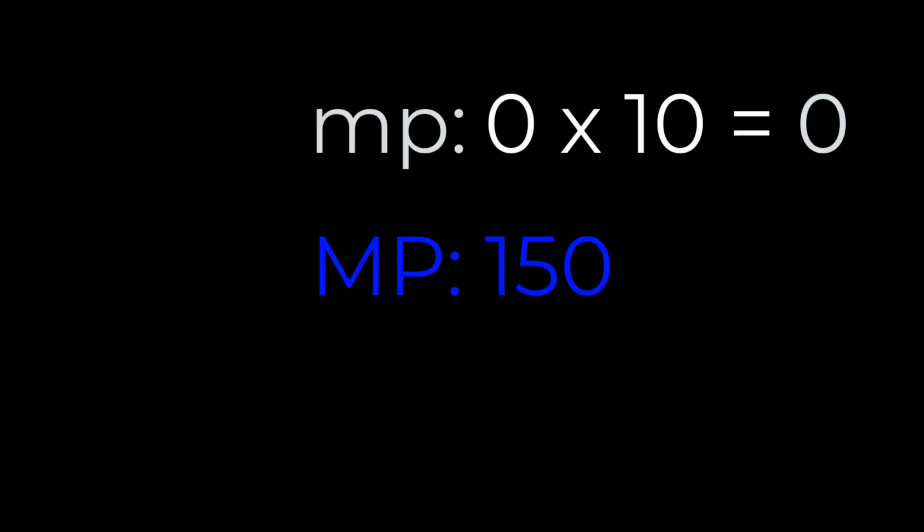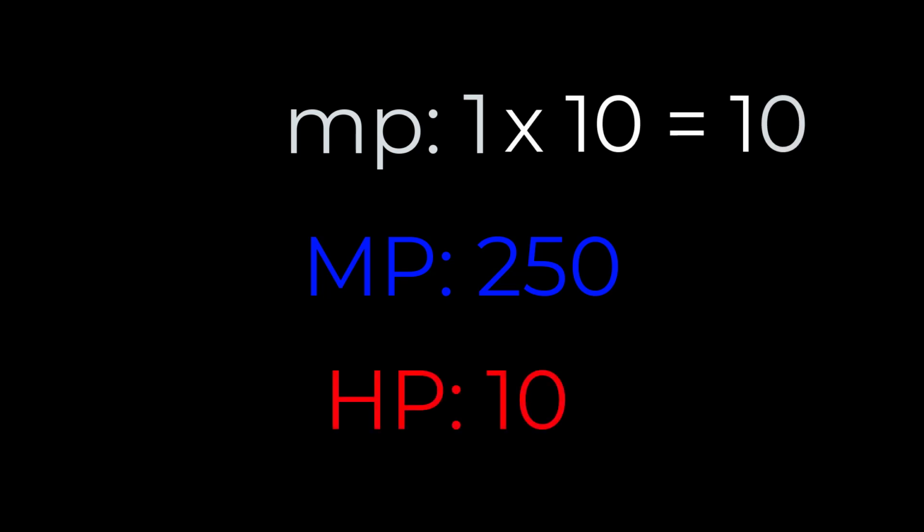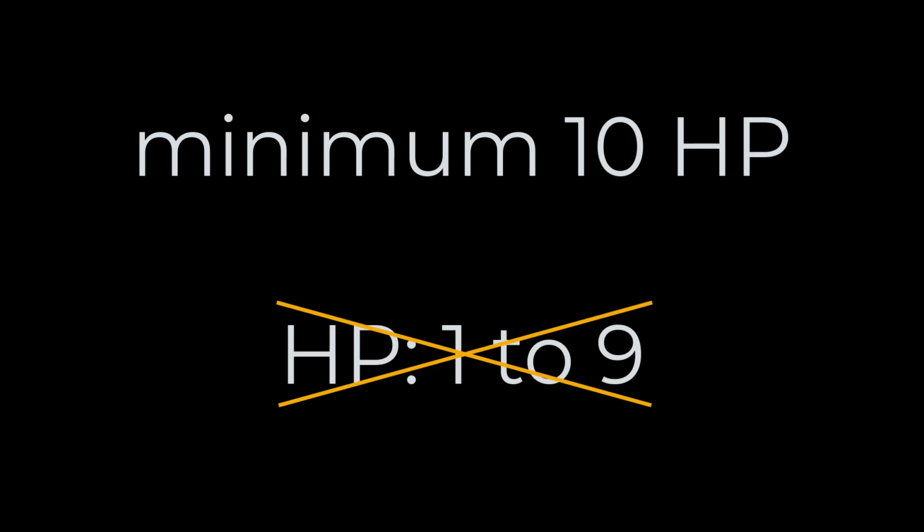Let's look at a few examples. 150. This is 150 MP. For the HP cost, we'll remove the last 3 digits, then multiply whatever is left by 10. In this case, it's simply 0. 1250. This skill costs 250 MP. For the HP cost, we'll remove the last 3 digits. Then we take whatever is left and multiply by 10. So this skill costs 10 HP. Notice that because we multiply by 10, you can only use 10 HP as minimum. There's no way to make a skill cost 129 HP.